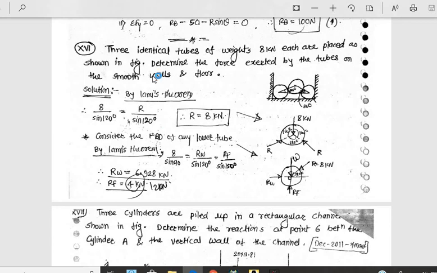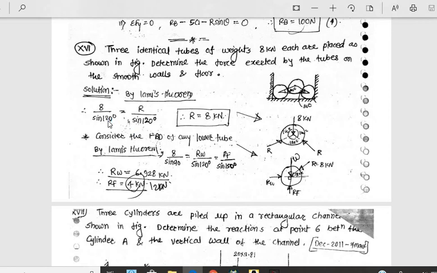Okay, next, three identical tubes of weight 8 kilonewton each are placed as shown in figure. Determine the force exerted by the tubes on the smooth walls and floor. These are the three cylinders 1, 2, 3. Now Lami's theorem. This is the diagram. So this is the common reaction and self-weight. This angle becomes 30 and this becomes 90, so 120, 120, 120. So this will be the free body diagram.